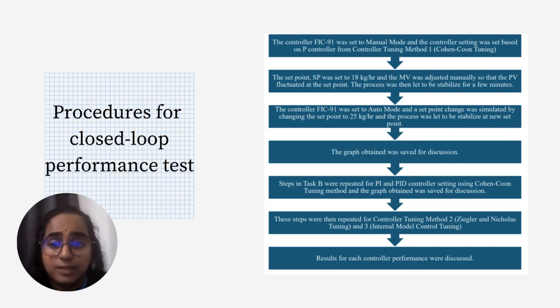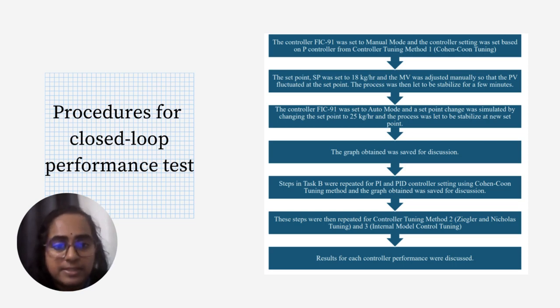The final procedure will be for the closed loop performance test. Firstly, the controller FIC91 was set to manual mode, and the controller was set based on P controller from controller tuning method 1, Cohen-Coon tuning. Then the set point was set to 18 kg per hour, and the MV was adjusted manually so that the PV fluctuated at the set point. The process was then left to stabilize for a few minutes.